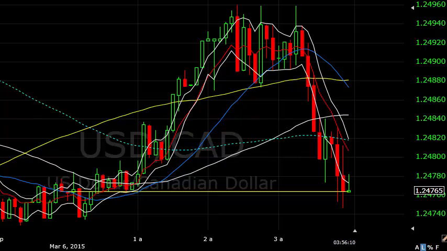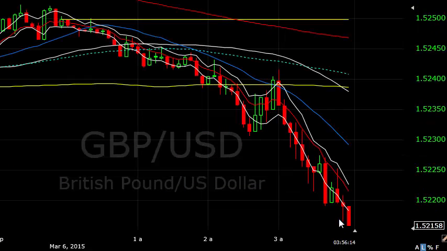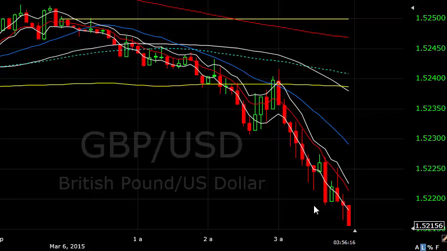Let's actually go back to cable just quickly and see what happens. Yeah, it's just carried on going lower, as you can see. So nothing to really do with the pound there. It's doing its own thing there.